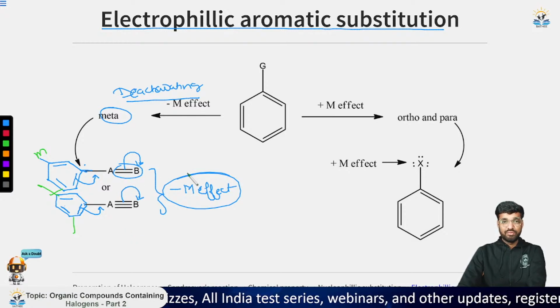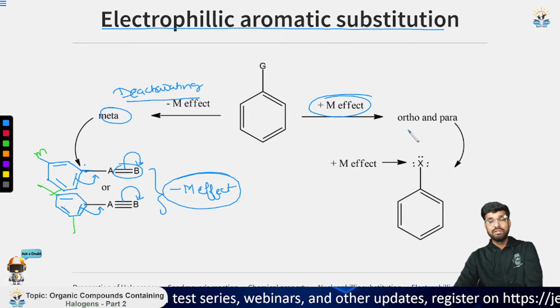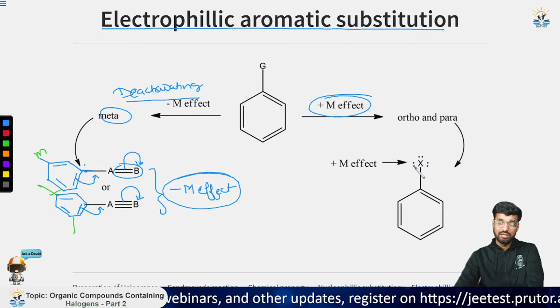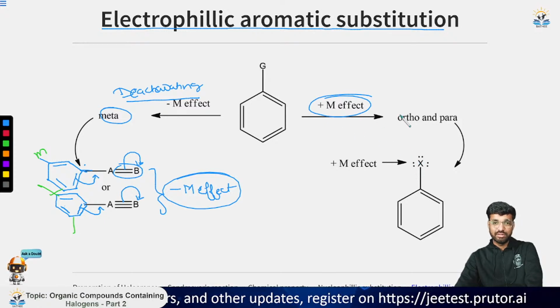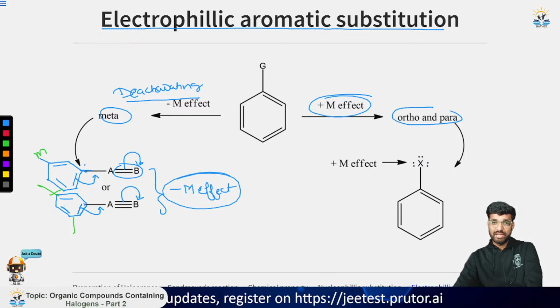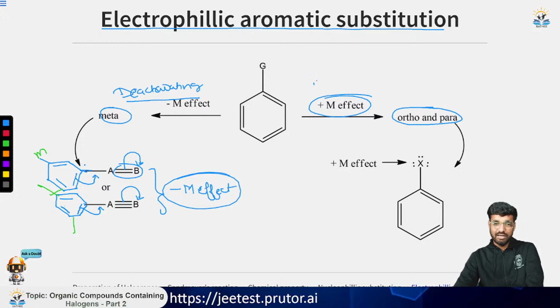Now let us move to the plus M effect. This plus M effect is generally shown by those which have a lone pair, like the halogens. So we are considering halogen compounds, and we'll consider that only. If we have a plus M effect, then we will get an ortho para effect. First of all, this is clear for all of you. So it will give ortho para direction, and it is activating.